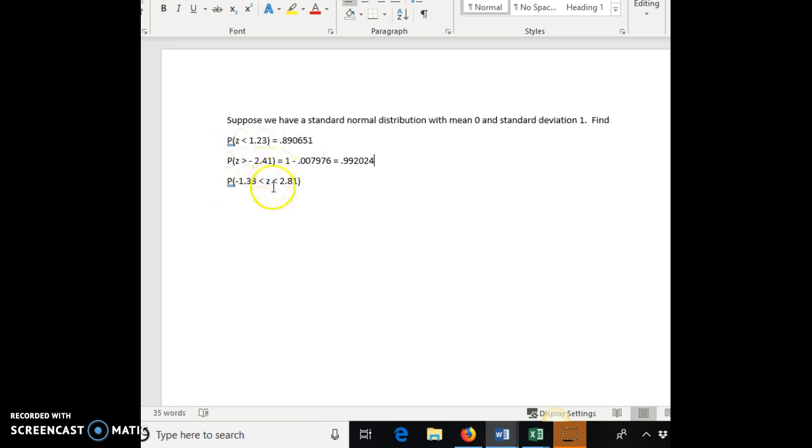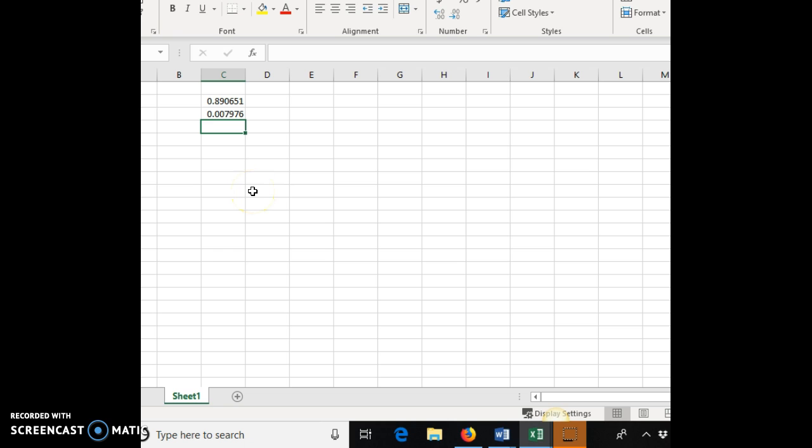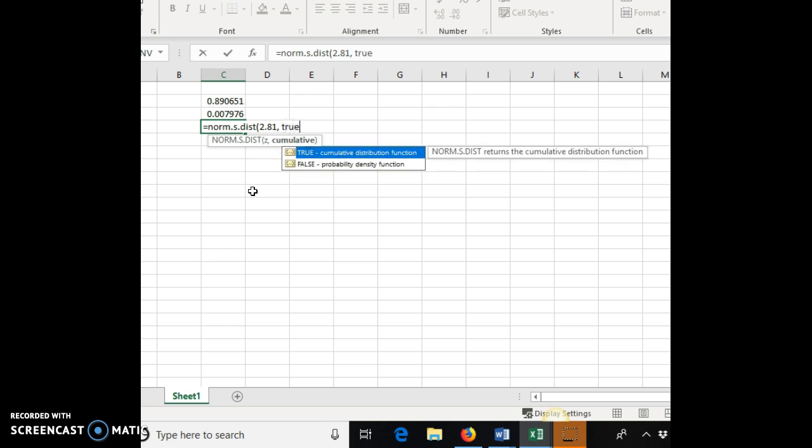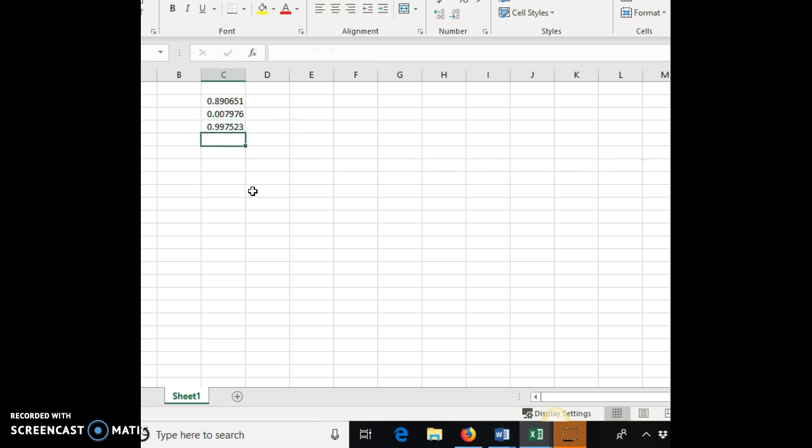Okay, now let's look at the last one. Notice that our z is between two values. Whenever it's between two values, we're going to look up both of them using that same command in Excel that we've already used. But if it's between two values, we're going to subtract the larger probability minus the smaller probability, and that's going to give us the answer. Now, 2.81 is the bigger number, so it's going to lead to the larger probability. So I'm going to put that one in first. 2.81 in our Excel equal norm.s.dist 2.81 and the word true, and that gives 0.997523.